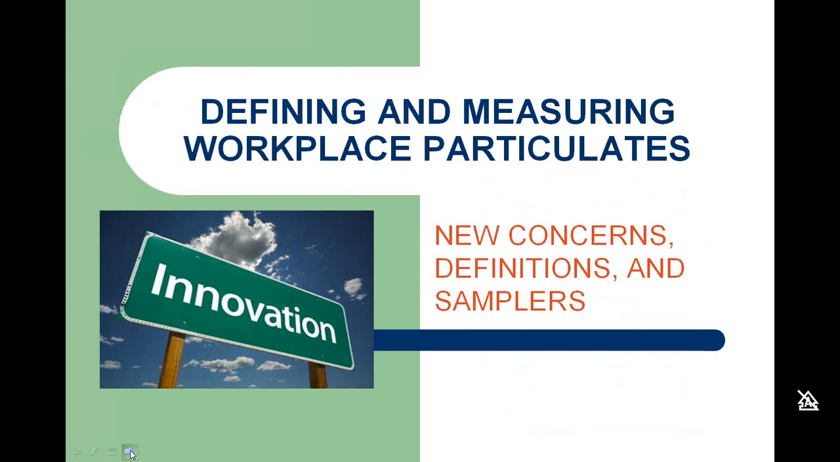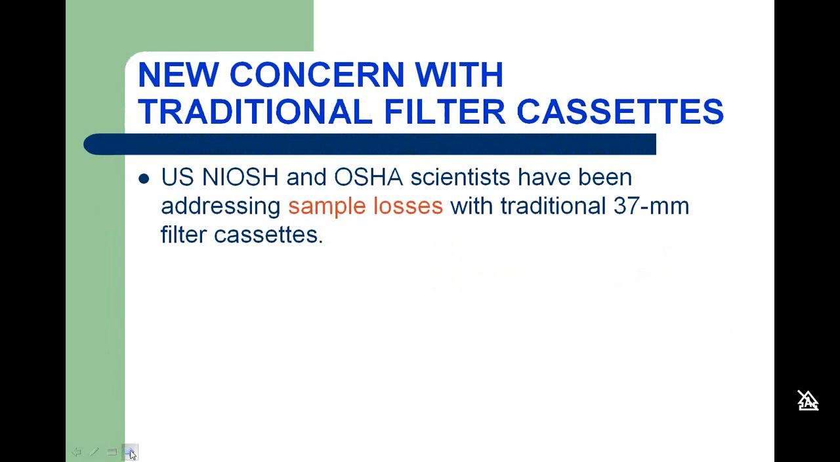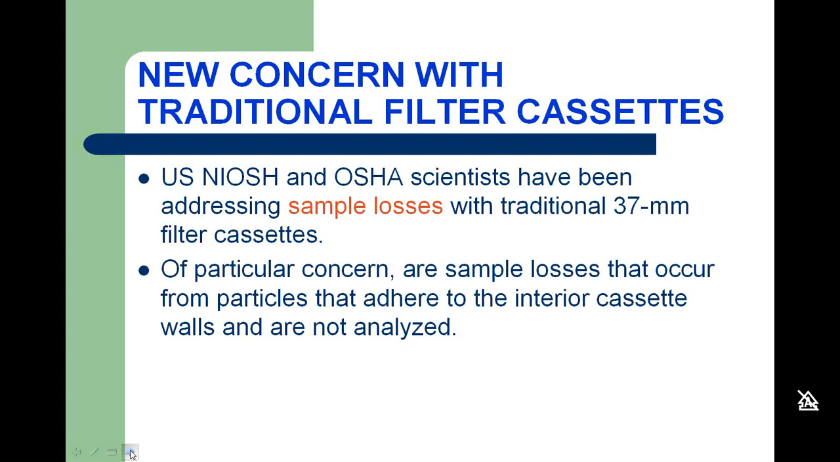Now let's discuss new issues in defining and measuring workplace particulates. Specifically, we will address new sampling concerns, new definitions for particulate size fractions, and new size-selective samplers. A concern that U.S. NIOSH and OSHA have been addressing recently is sample loss with traditional 37mm filter cassettes. This sample loss is the result of particles that stick to the side of the cassette and are never analyzed.